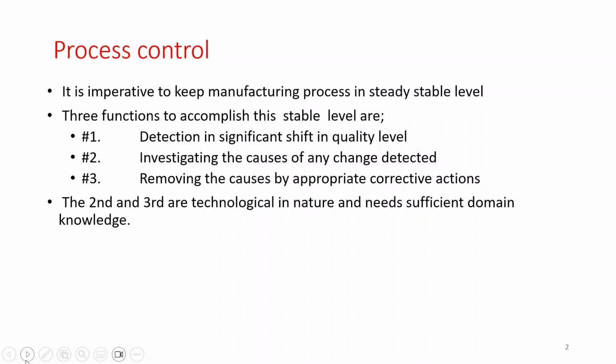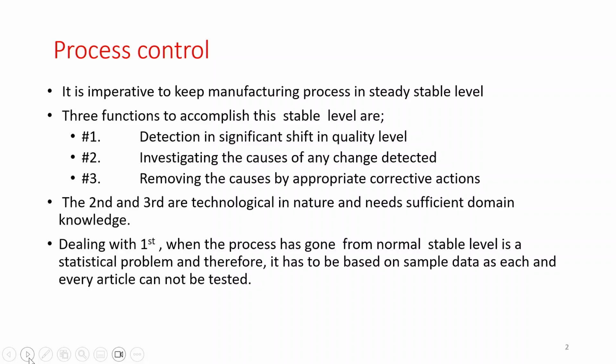Now you see that the second and third, points number 2 and 3, are technological in nature and need sufficient domain knowledge. But dealing with point 1, that is when the process has gone from the stable level, is a statistical problem, and therefore it is to be based on sample data, as each and every article cannot be tested.